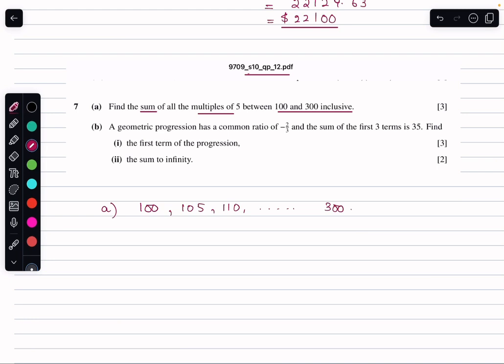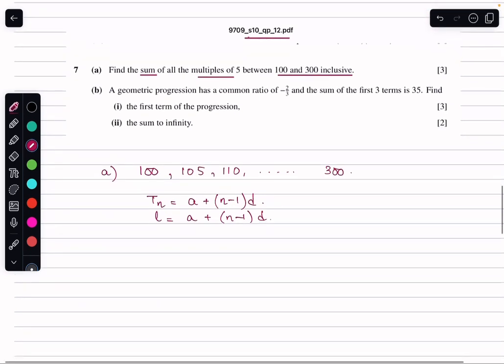So I have the first term, which is 100. I have the last term, which is 300. So I just need to find out the total number of terms that lie in this sequence. So it's the Tn formula, which is equal to a plus n minus 1 times d, or I can say that it's the last term, which is a plus n minus 1 times d, if we are talking about the last term here. So L, the last term, is 300, which shall be equal to the first term, which is 100, plus n minus 1.